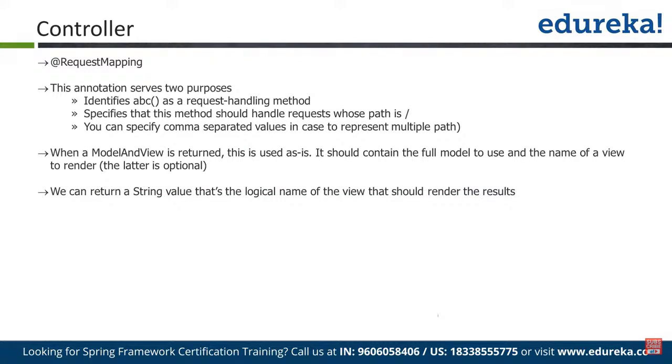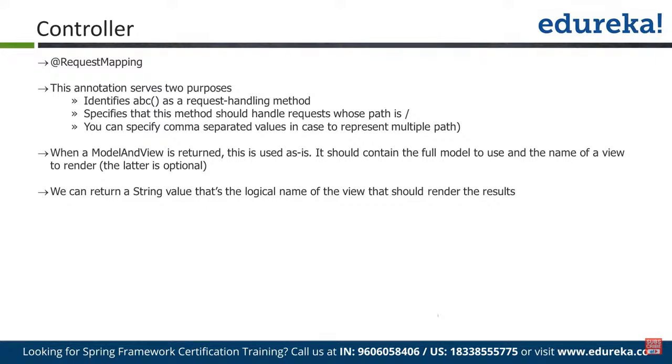Now, we have another annotation which is used to map your request. Annotation request mapping. This annotation serves two purposes. It identifies any method you put this annotation on top of as a request handling method. It will not be a normal method, it will be a request handling method. It also specifies that this method should handle requests whose path starts with /. You can specify comma separated values to represent multiple paths.